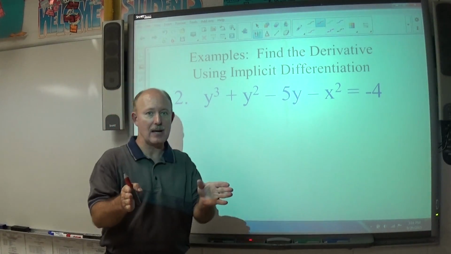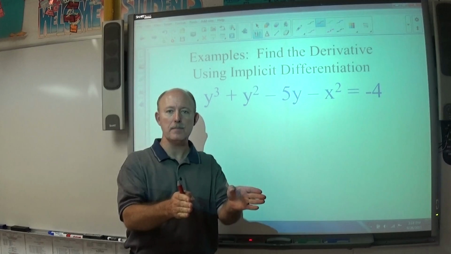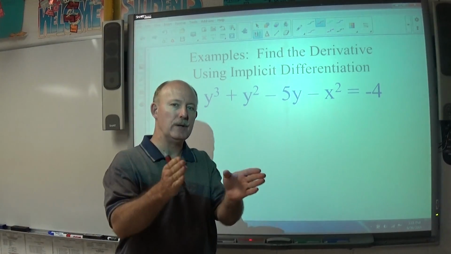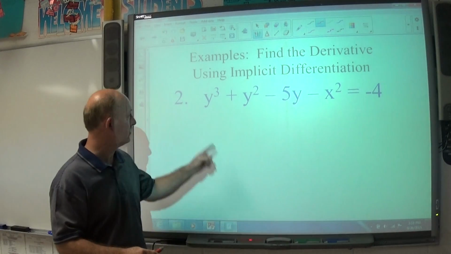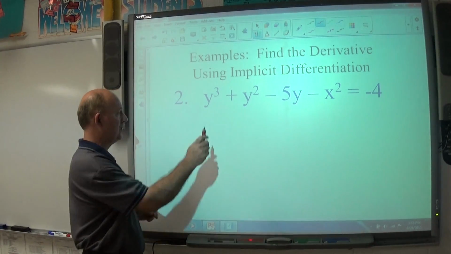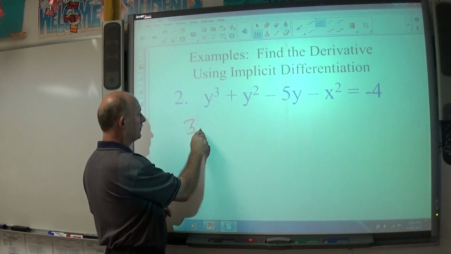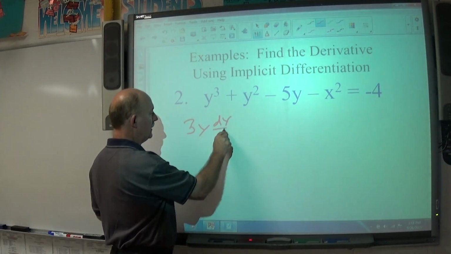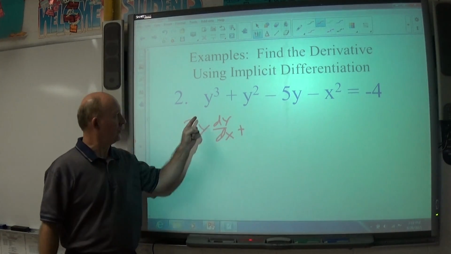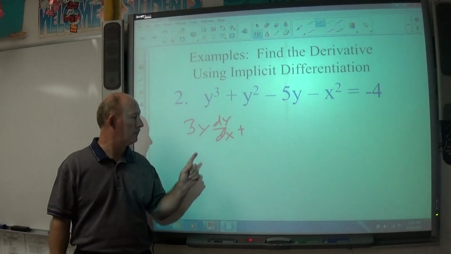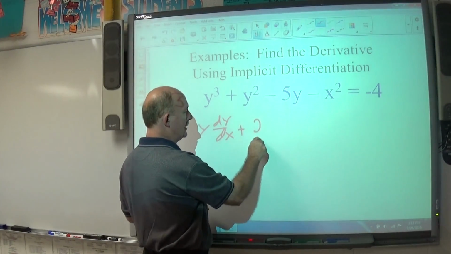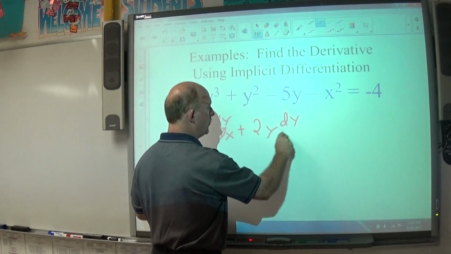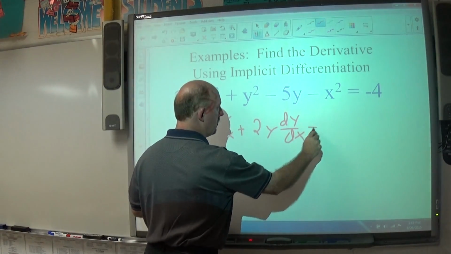Now remember, every time you take the derivative of a y term, you do it just like you would if it were an x term, but you've got to leave dy over dx as a factor. So let's do the y cubed first. The derivative of y cubed would be 3y squared times dy over dx plus. So that'll be the derivative of the y cubed term, you just got to leave the dy dx as a factor. Now the derivative of y squared would be 2y times dy over dx minus.